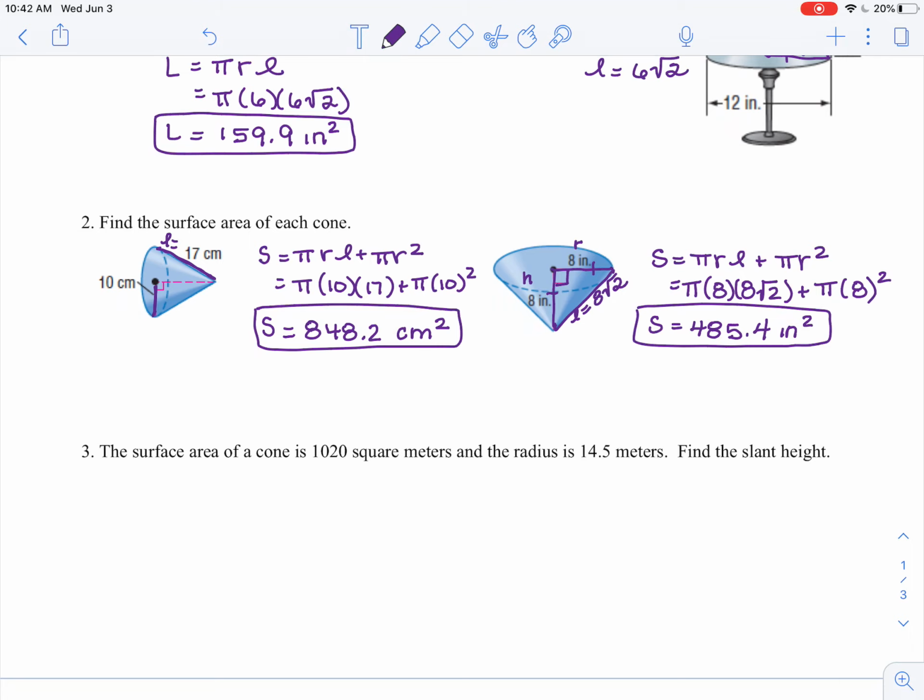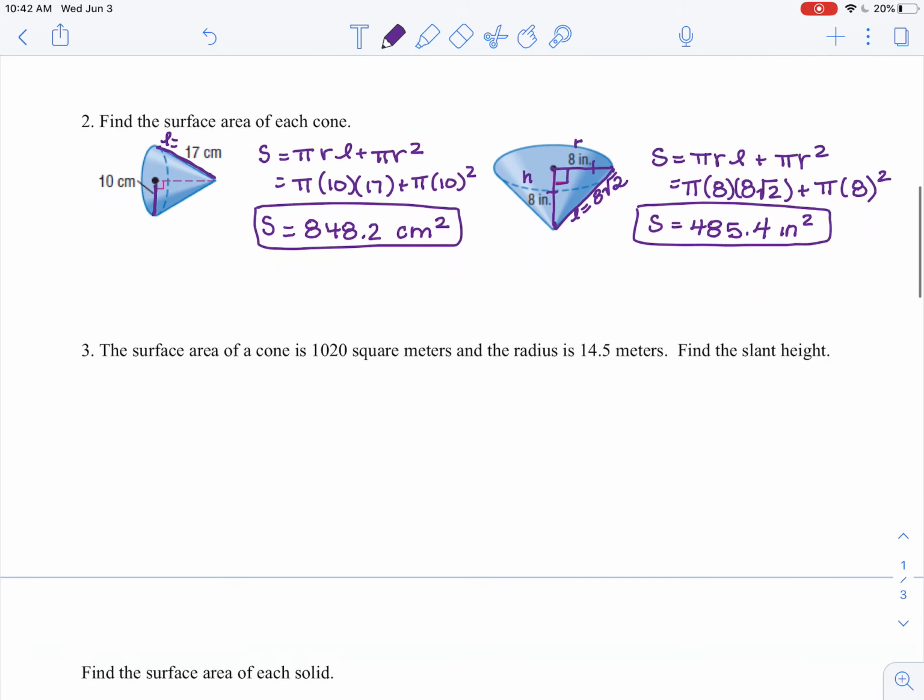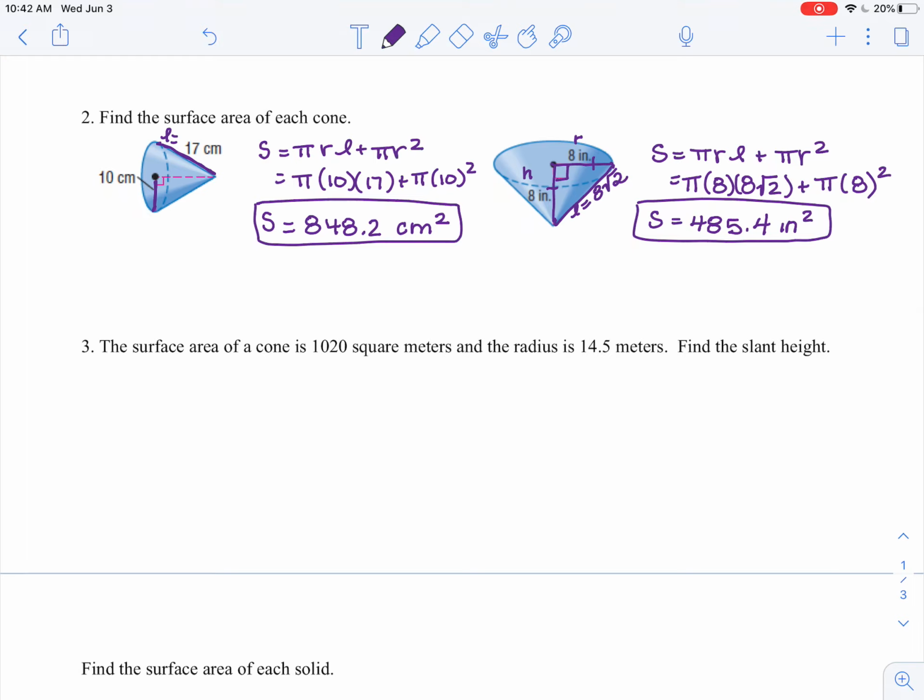In question number 3, the surface area of a cone is 1,020 square meters, and its radius is 14.5 meters. Find the slant height. So let's start by writing down our formula. And then we're going to plug in everything we know. So surface area, 1,020. Our radius, 14.5. We're looking for our slant height, so we'll leave that letter L. Plus pi times 14.5 squared.